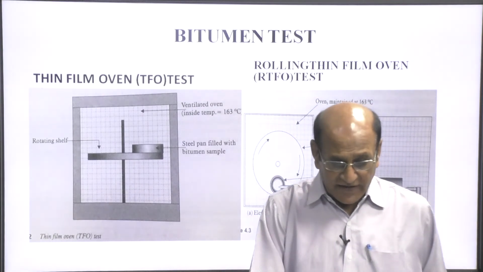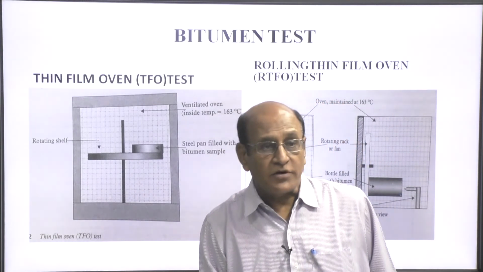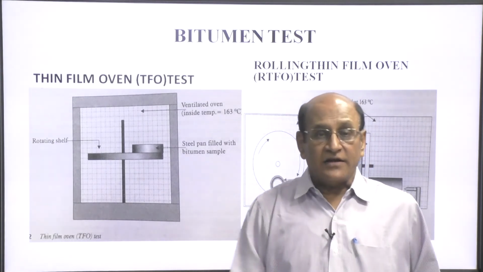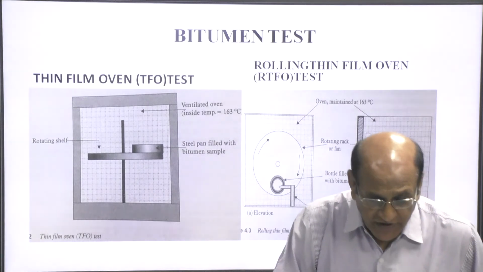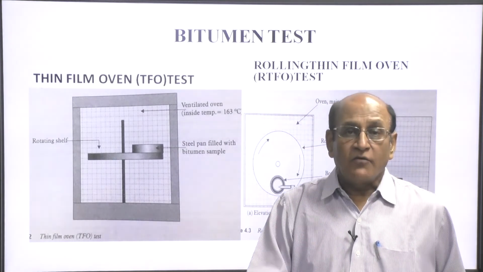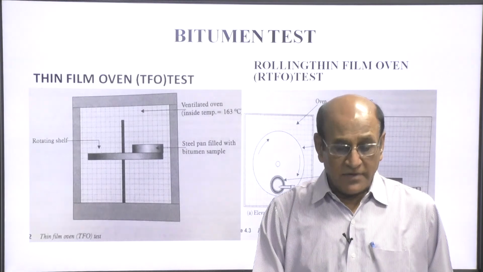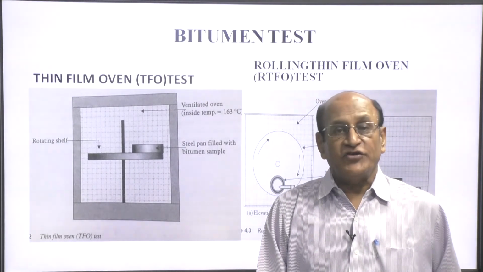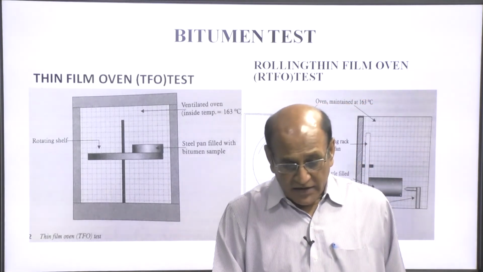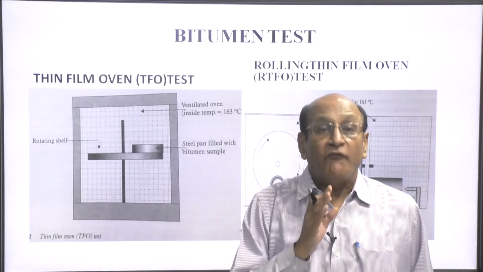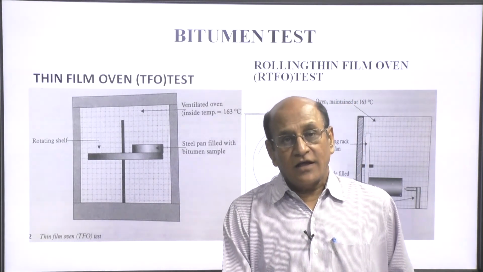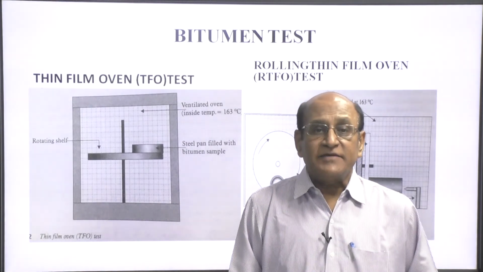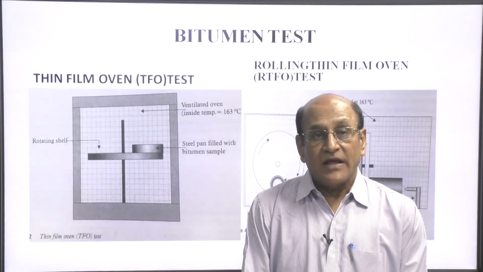This is the thin film oven test, an important test that is carried out. It is a horizontal rotating shelf on which the sample is kept in a 140 mm disc, 5 to 10 mm thick, and it is rotated and then the loss is calculated. This is the rolling thin film oven. It is rotated in a vertical alignment, and to accelerate the rate, hot air is passed through it.